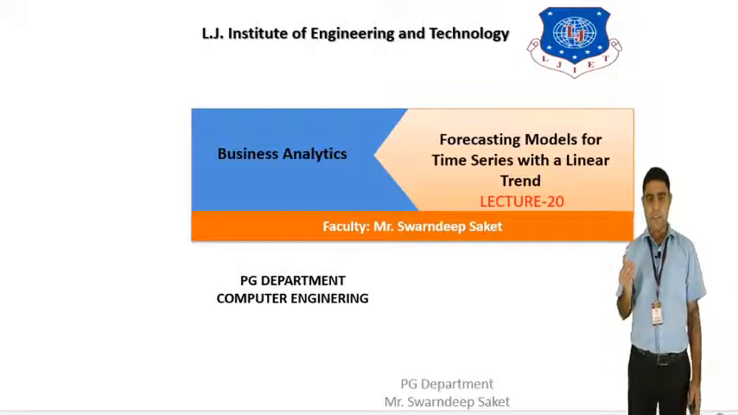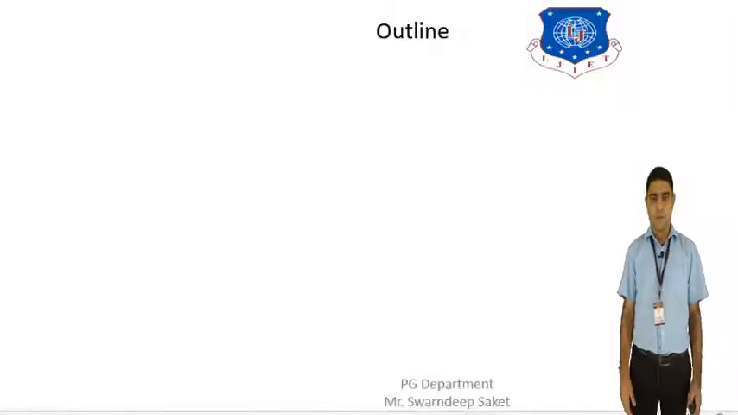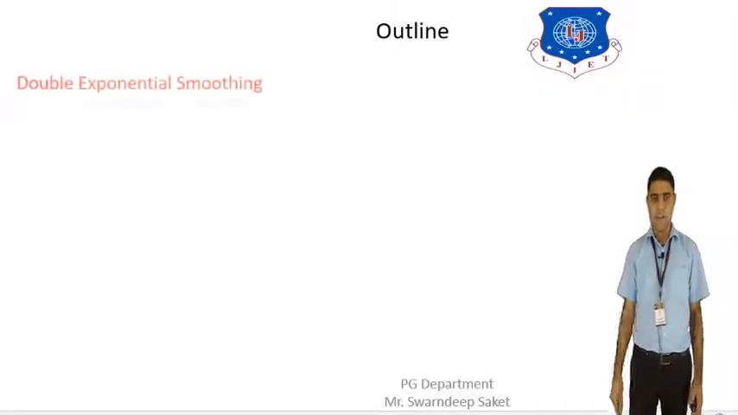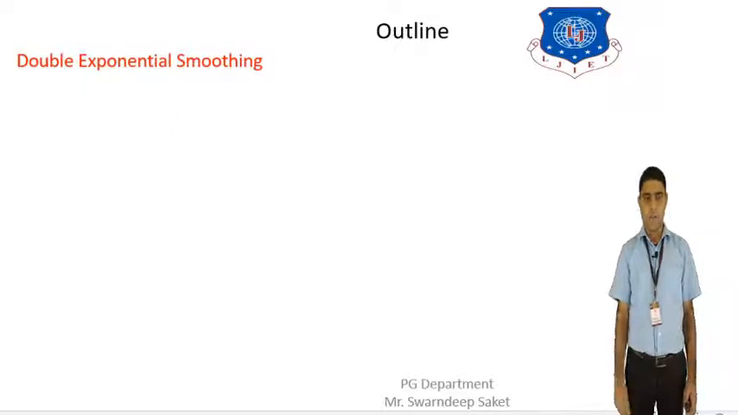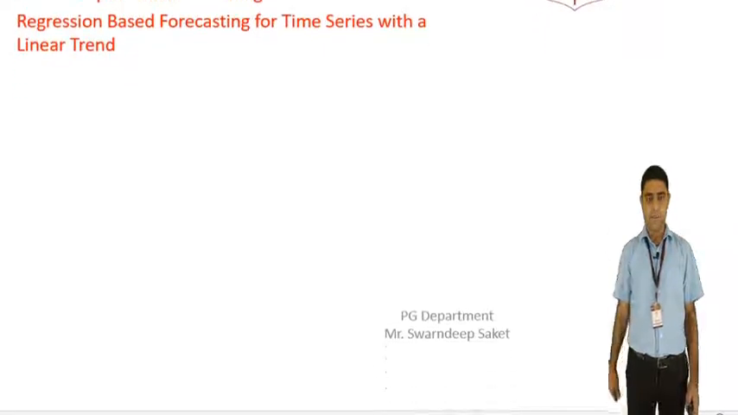Now we will see different types of forecasting models for the linear trend, like the double exponential smoothing method and the regression based model. So this is the outline of today's lecture: double exponential smoothing model, and regression based forecasting for time series with linear trend.